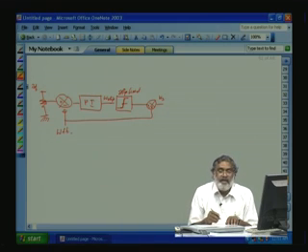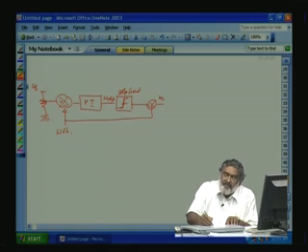Okay. Now, V by F operation. As omega s varies, we have to generate the corresponding V. This is our linear control, that is V by F operation.